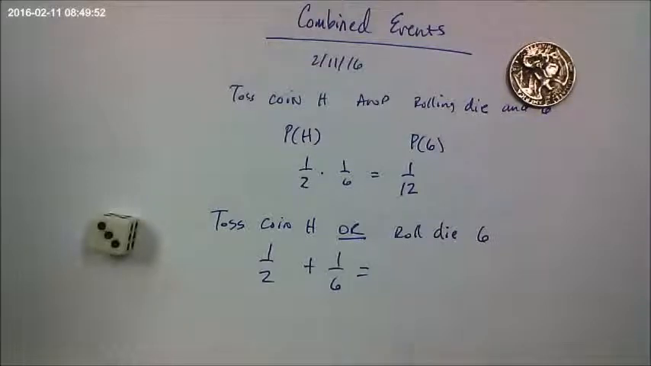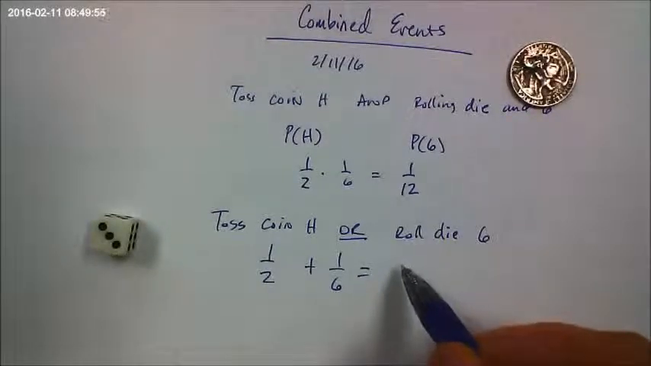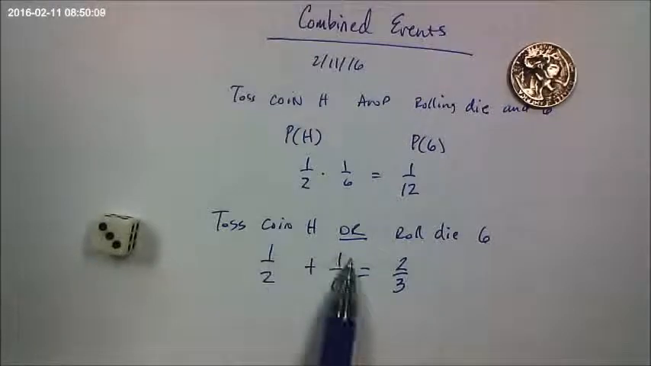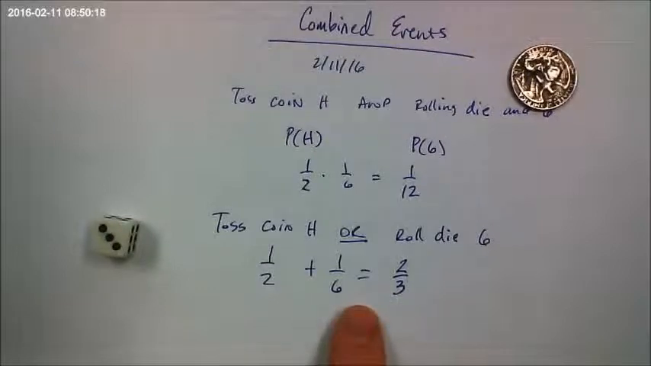What does this equal anyway? 2/3. Do you guys agree with that? You sure? 2/3. That's weird, isn't it? Because this would be 3/6, so that'd be 4/6, and that reduces to 2/3. Okay. So I agree the probability is 2/3. So should it be more likely to happen with the or?